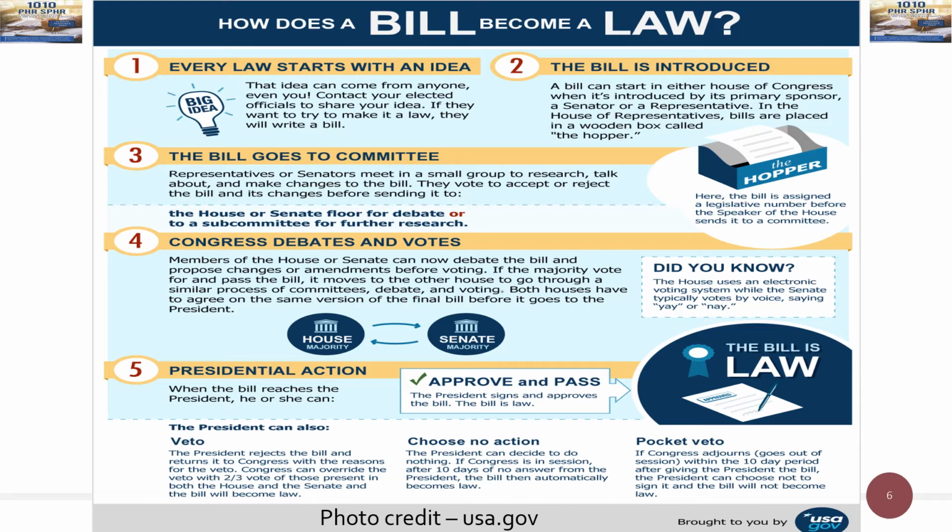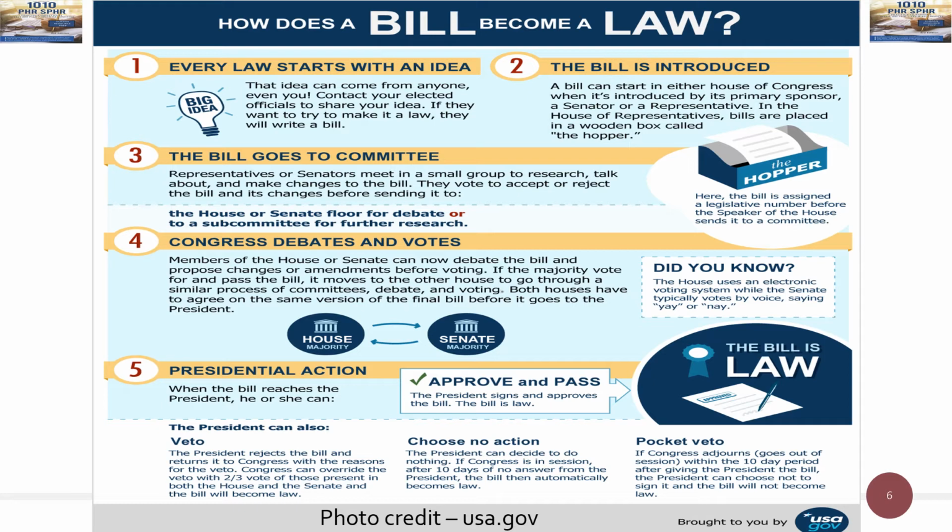If the majority vote for and pass the bill, it moves to the other house, to go through a similar process of committees, debate, and voting. Both houses have to agree on the same version of the final bill, before it goes to the President. 5. Presidential action. When the bill reaches the President, he or she can veto. This is where the President rejects the bill and returns it to Congress, with the reasons for the veto. Congress can override the veto, with a 2/3 vote of those present, in both the House and the Senate, and the bill will become law.